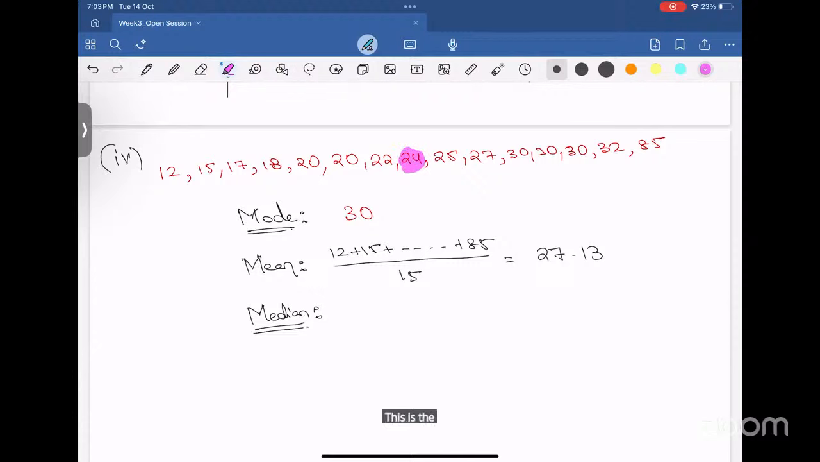This is the middle data point, right? So it's 24. Now, if you see this data, which one do you think is the best representation of the data? Like if I'm talking about measure of central tendency, right? So if I want one value which actually describes the whole data set, is mode or mean or median looks better for you guys?